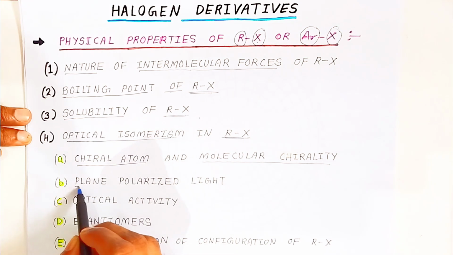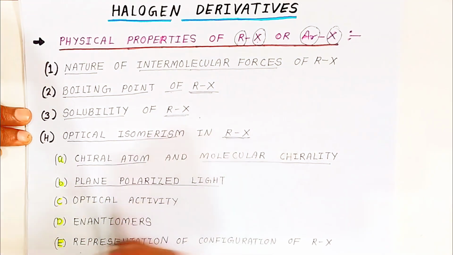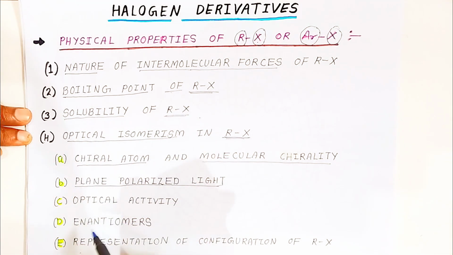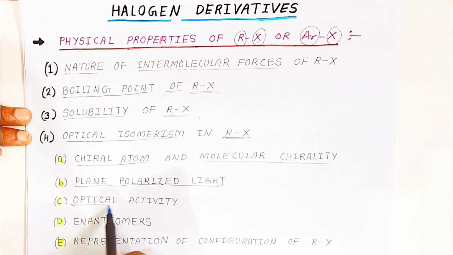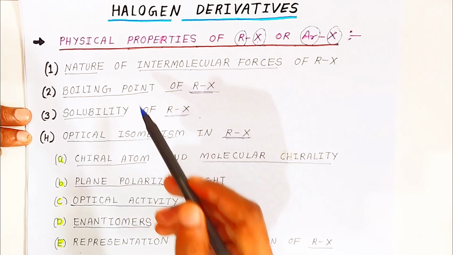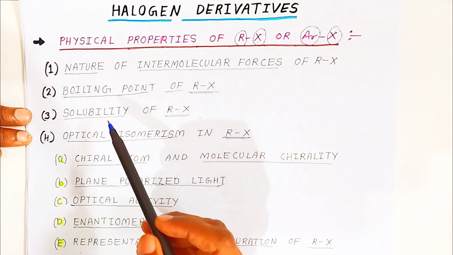After that we will see plane polarized light, and we will know what plane polarized light is. If you want to study optical isomerism, students, you should know these terms: plane polarized light, optical activity, enantiomers, and representation of configuration of alkyl halide. How you are going to represent the configuration of alkyl halide on paper, that we are going to see. Okay students, so in this video we are going to see the four physical properties in detail.